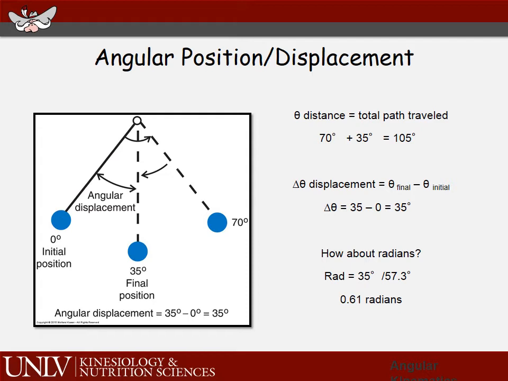Well, here you go. It moves 35 degrees, you divide it by 57.3, and you get 0.61 radians is what it moved. Now, again, it would be negative 0.61 radians if it went the other way.